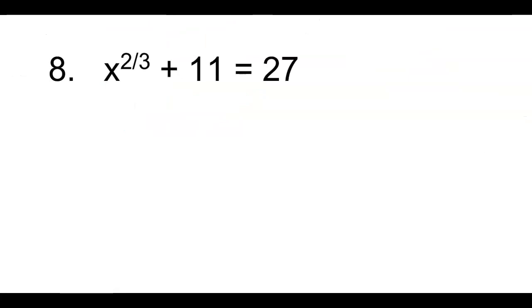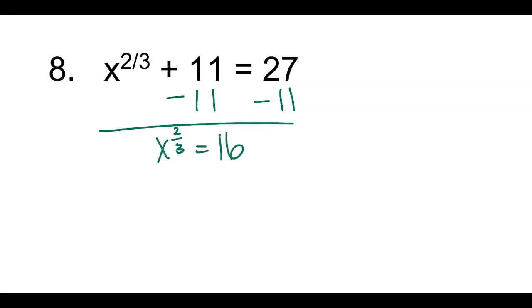For question 8, this is our next one. Okay, let's solve question 8. First thing I need to do is isolate the x with my exponent. We're going to subtract 11. So x to the 2/3 power is going to equal 16. We just saw 3/2 on the other page. We can rewrite this as a radical. The cube root of x squared, and that would equal 16.